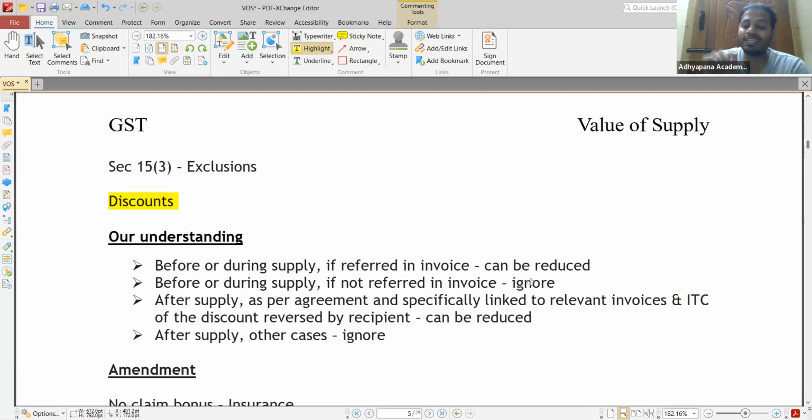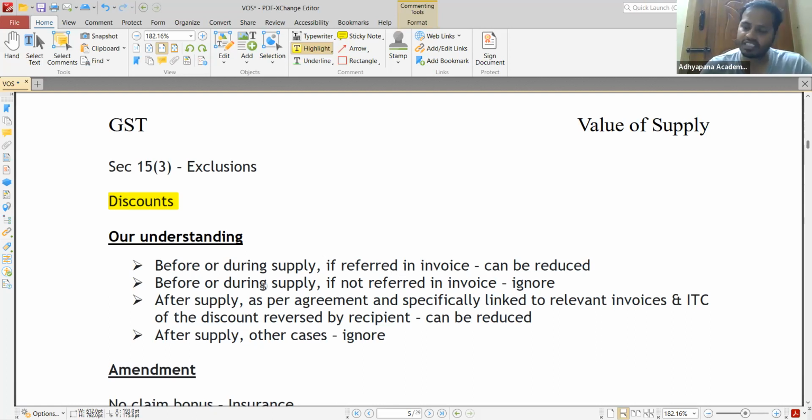So what the government says is, if the discounts are known before or during the supply and the same is referred in the invoice, then that can be reduced. Clear? Then that can be reduced. Similarly, before or during supply and referred in the invoice, it can be reduced. Before or during supply and not referred in the invoice, then you must ignore it. Clear? Then what about discounts given after supply?